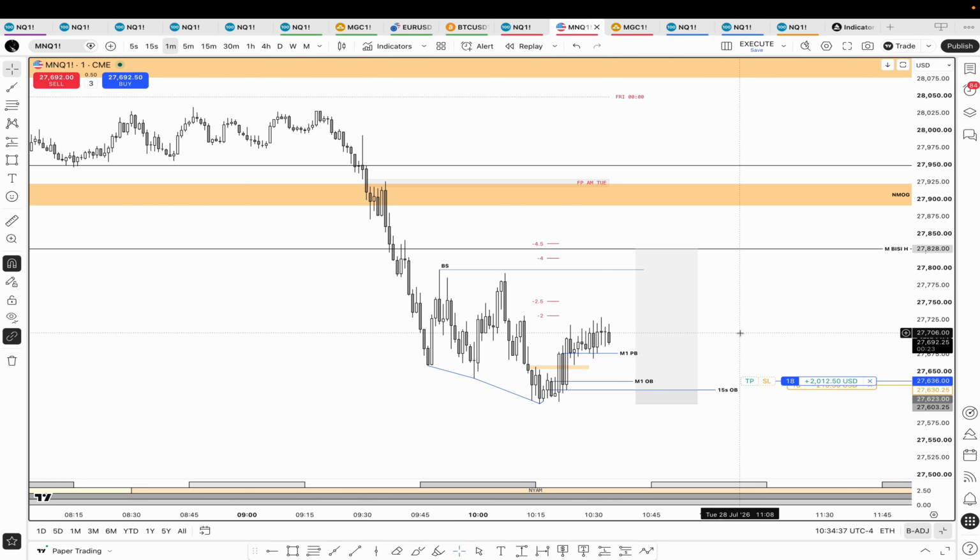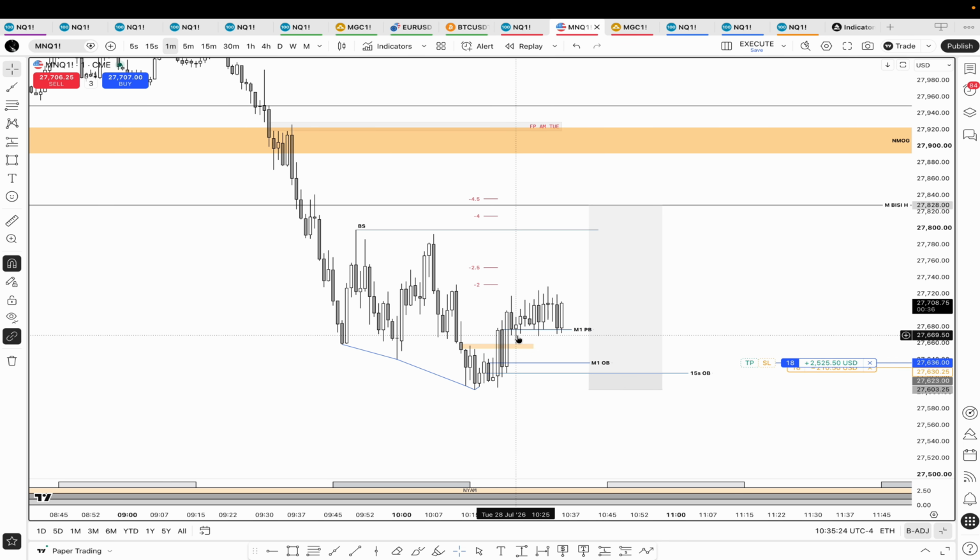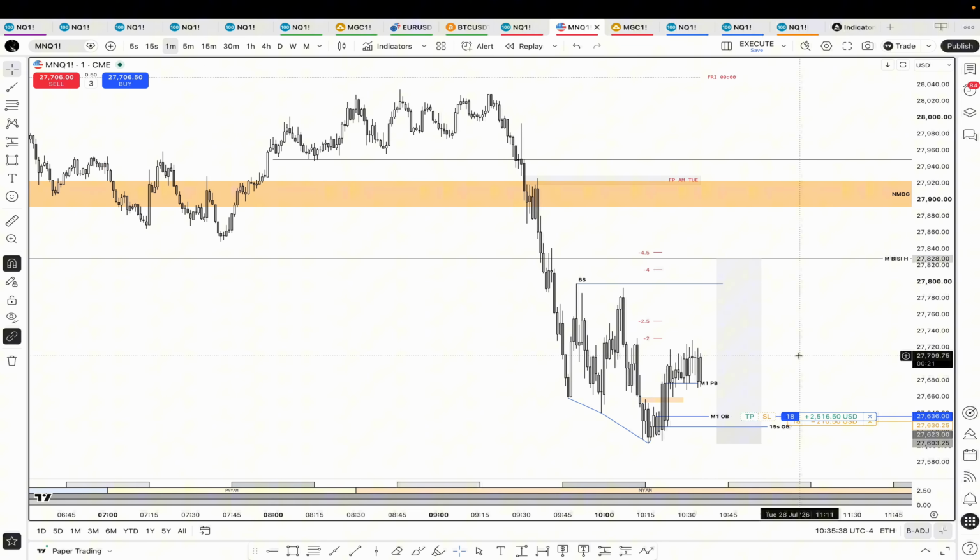The only thing we can take acknowledgement to is the fact that the propulsion block is being utilized in a very sensitive manner for now. The wicks are painting under it, but the bodies are being very respective. That's what we like to see when we're paying attention to order flow. We like to be paying attention to the bodies. That is a manner in which we look to gauge order flow.